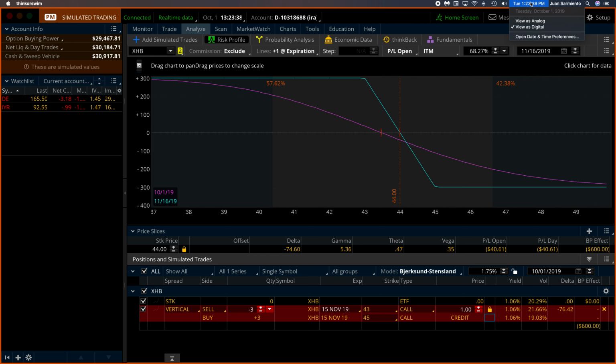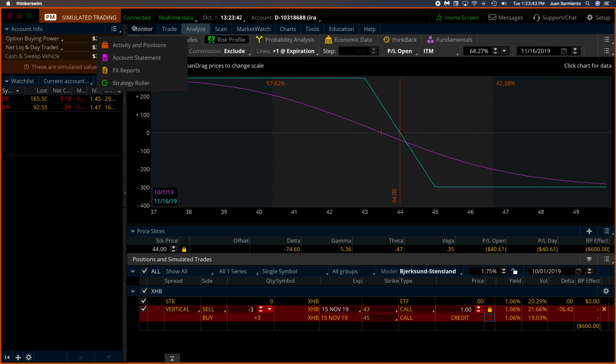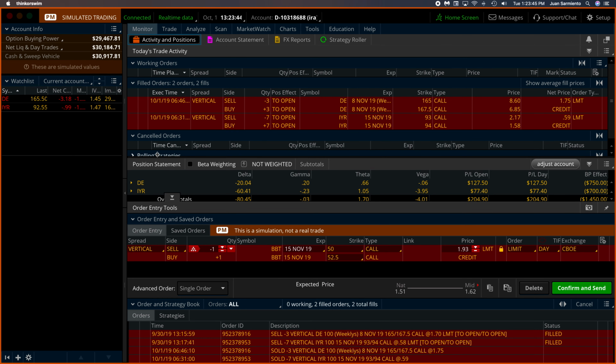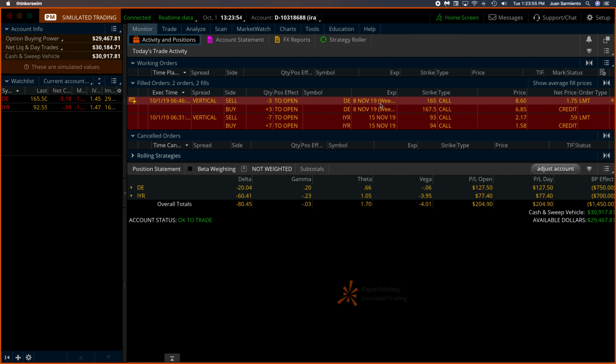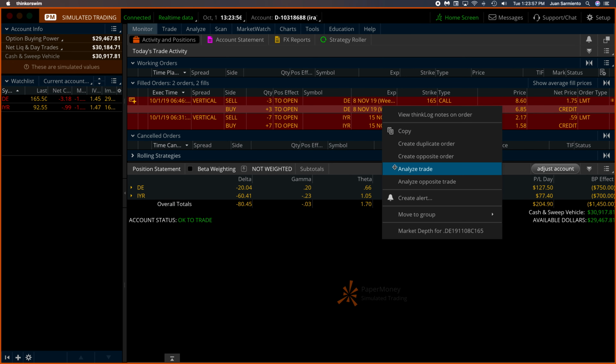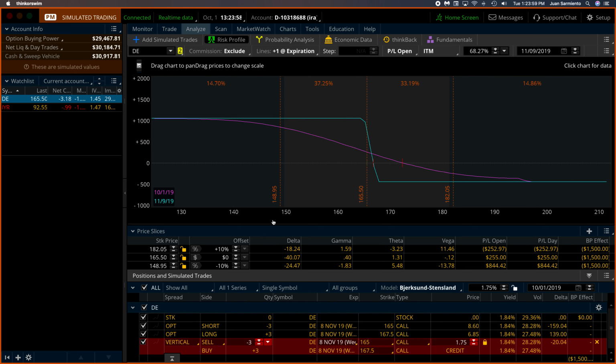It's Tuesday, October the 1st. Let's take a quick look at the trades they have filled the last couple of days. One on DE, which at first didn't fill, now it's filled. You can see that here. Let's say analyze trade so that we can see it here.